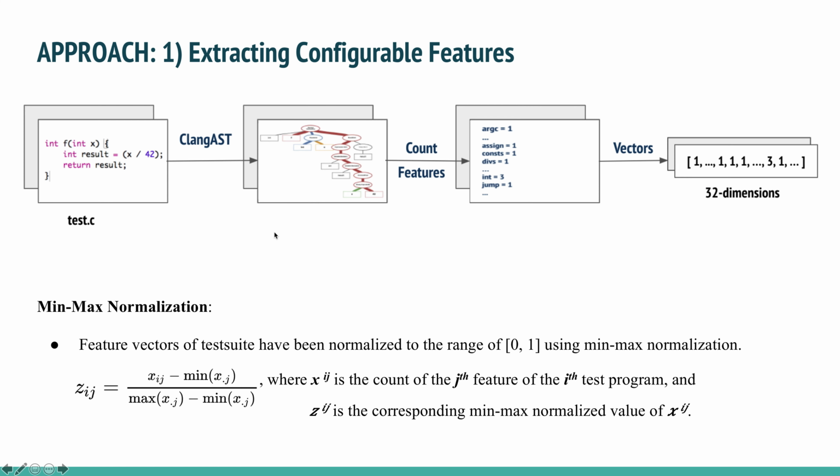At step 1, extracting configurable test features, we collect code snippets that have been reported in the GCC bug reports. Then we use Clang AST to extract the abstract syntax tree from these programs. We count the number of occurrences of features in each test program to create a feature vector. We extract 32 configurable features of Csmith. Therefore, the vector size of a test program is 32. Feature vectors are then normalized to the range of 0 to 1 using min-max normalization.